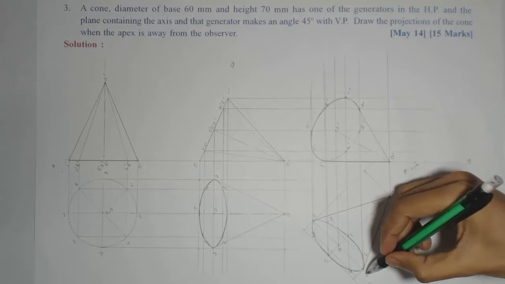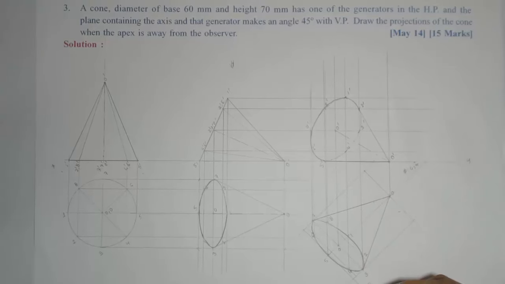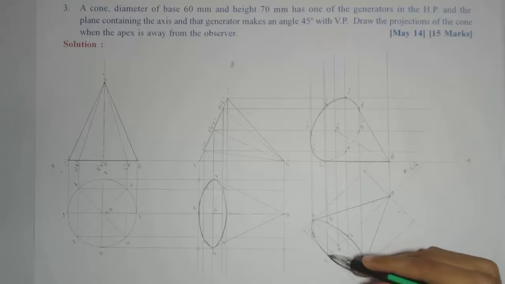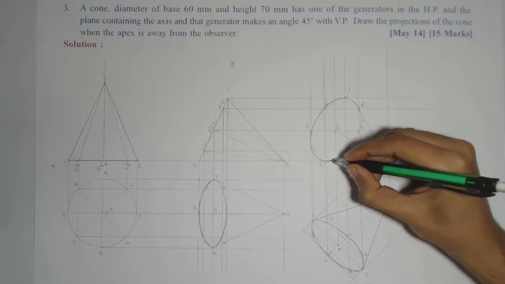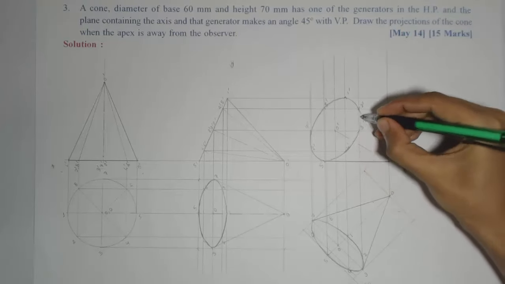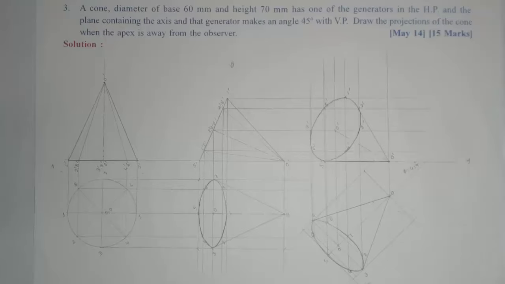If you see 3, 4, 5, that part from the observer's point of view is visible to the observer. I'm talking about 2, 3, 4, 5, that part is nearest to the observer, so that should be dark here. Okay, so this completes the solution for this problem.